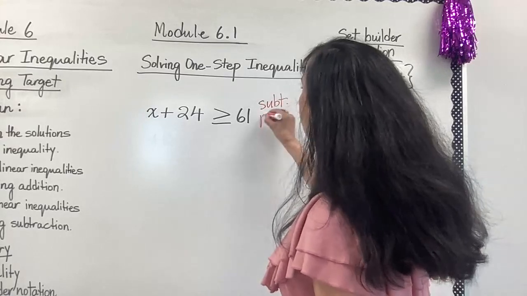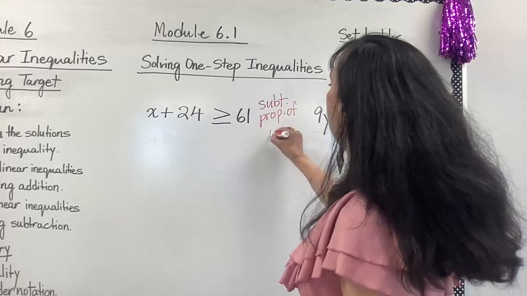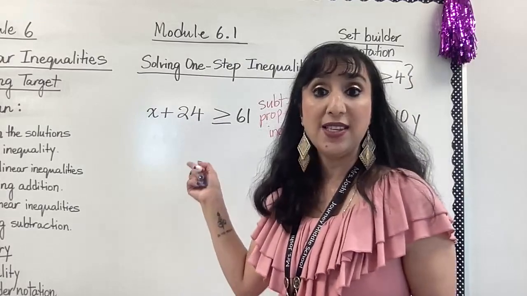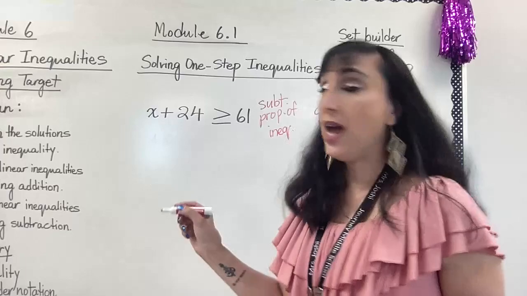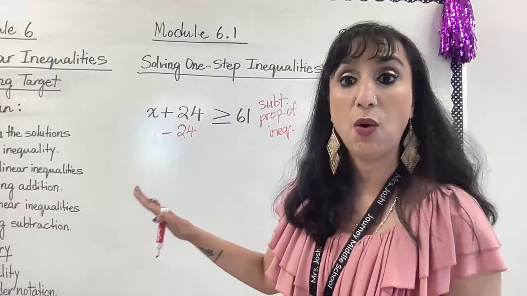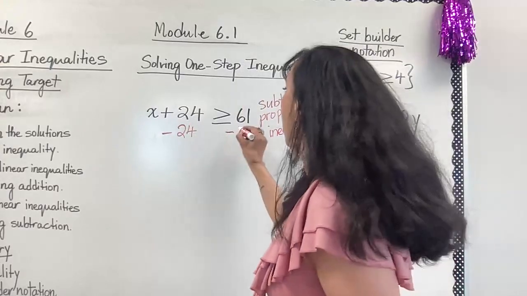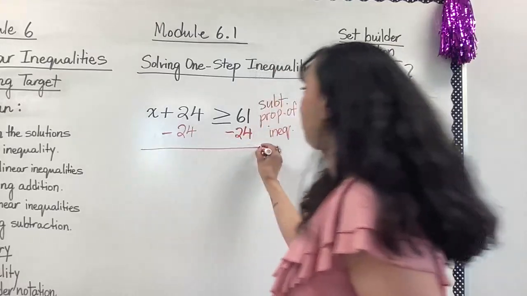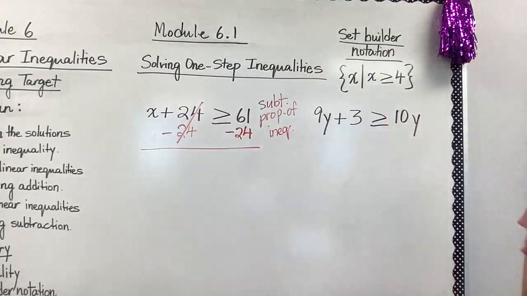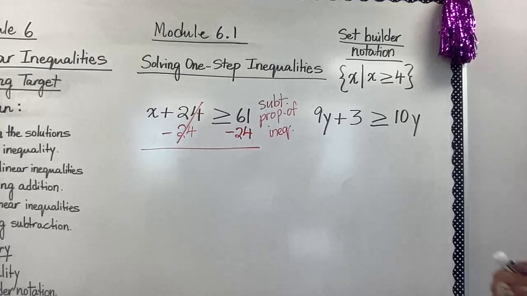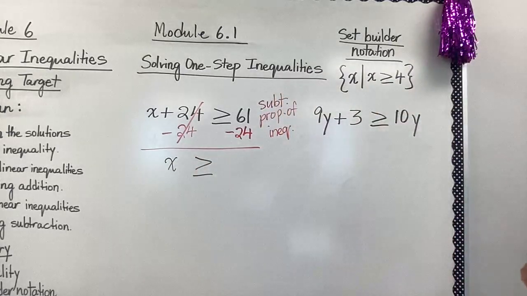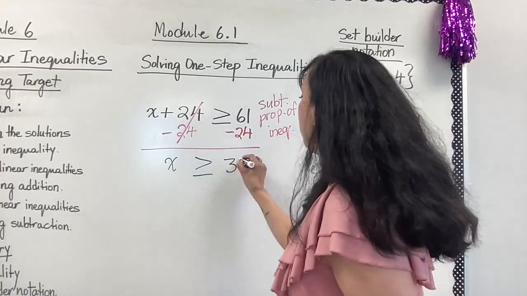The subtraction property of inequality is being used now because subtraction is the inverse of addition. So I am going to subtract 24. Whatever I do on one side of the inequality, I do exactly the same thing on the other side. So minus 24. 24 minus 24 cancels each other out, and I am left with x is greater than or equal to, and 61 minus 24 is going to give me 37.